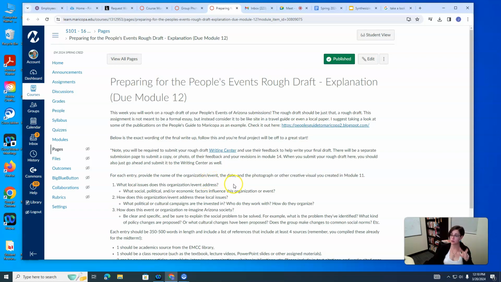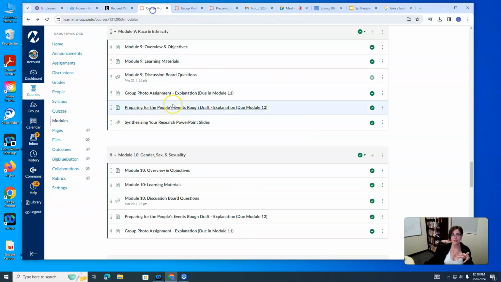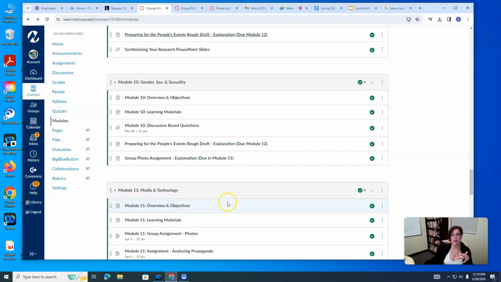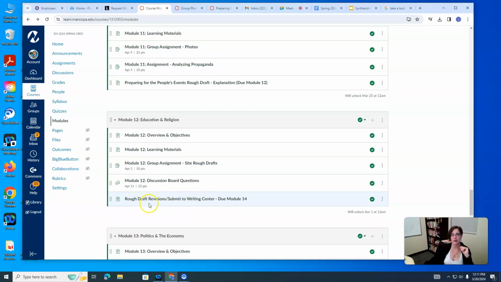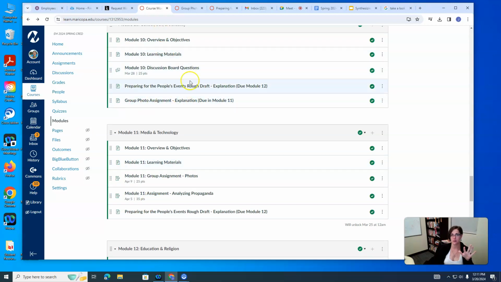And when you submit your group rough draft on April 2nd, at that time, I want you to go ahead and just submit your work to the Writing Center as well. And I will include instructions on how to do that under module. Oh, they're already here. Yes, I already did that. So here are instructions under module 12 about how you can access those. I will move these up though, so you can access them starting now and in module 11 as well.